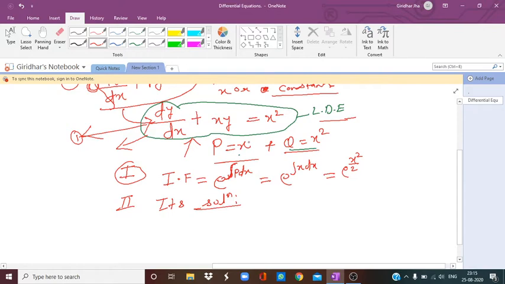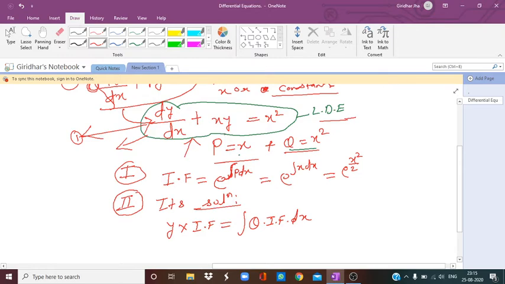In fact, py equals q. So its solution is y into integrating factor equals integral of q into integrating factor into dx, because p and q are functions of x or constants. So these are the two steps that you have to remember.